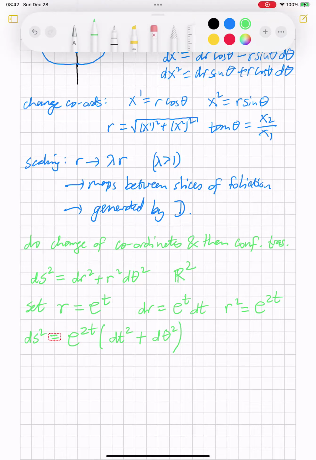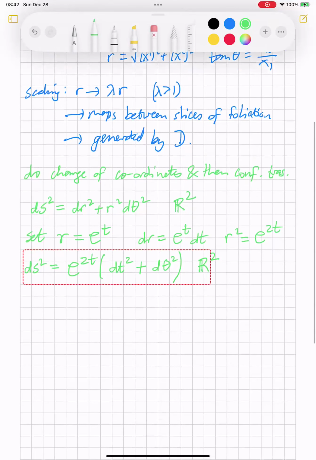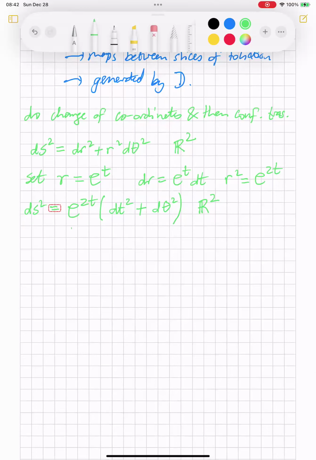Let me stress again that this is still R2 that we are discussing. We are now going to do a conformal transformation. Now, let me just make a comment.